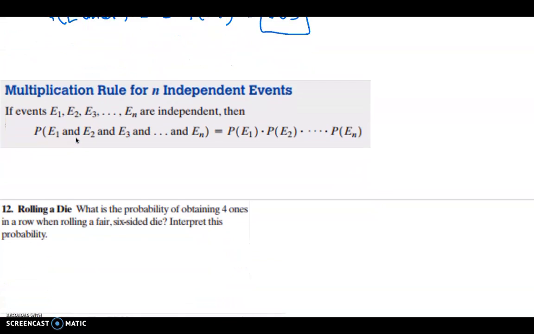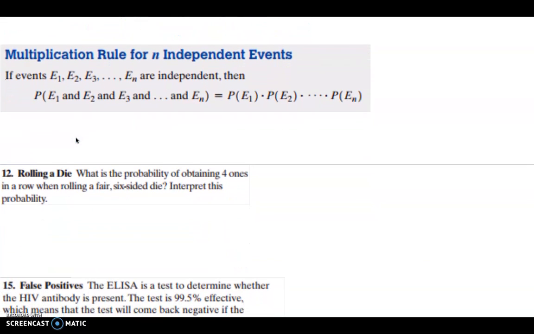The multiplication rule for independent events, when you have n different independent events, so if we've got events 1, 2, 3 on up to n, they're all independent of one another, then the probability of E1 and E2 and E3 and up to En is just the probabilities all multiplied together of each individual event, as long as they're independent. Again, that's the key thing in this lesson: everything right now is independent.